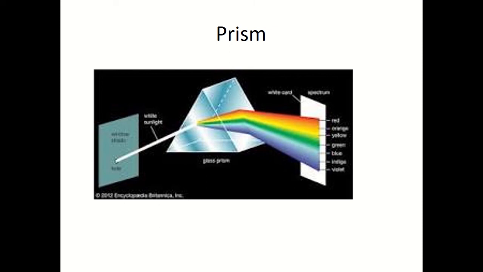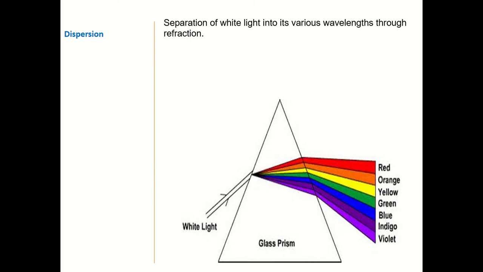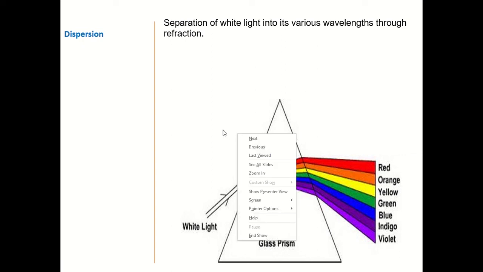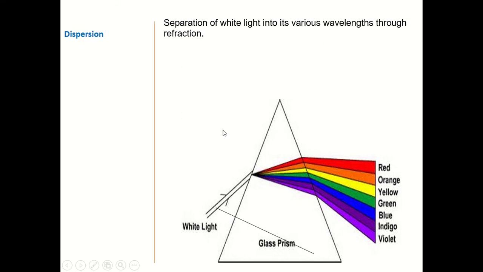So if we take a look here at a diagram of a prism, you'll notice the white light coming in. Find my pointer, there it is. That white light comes in, and as it comes in, notice red and notice violet. So which one is refracted the most? I'm going to go ahead and throw a normal on there.